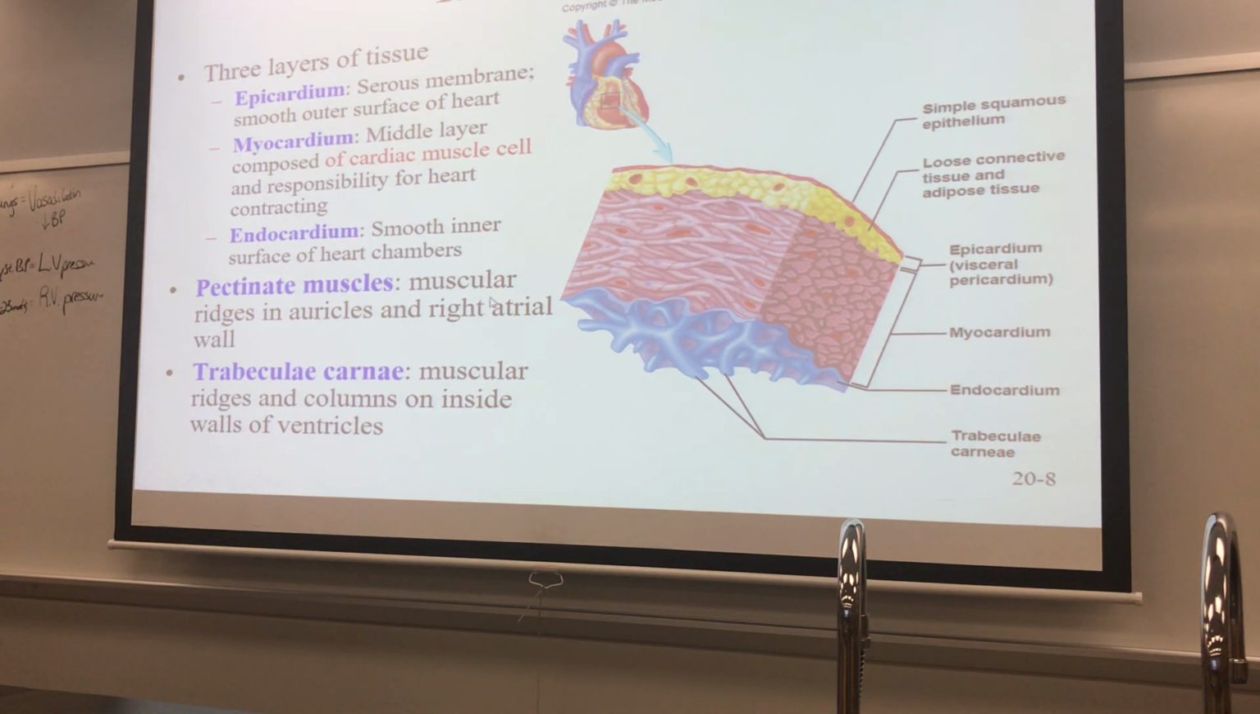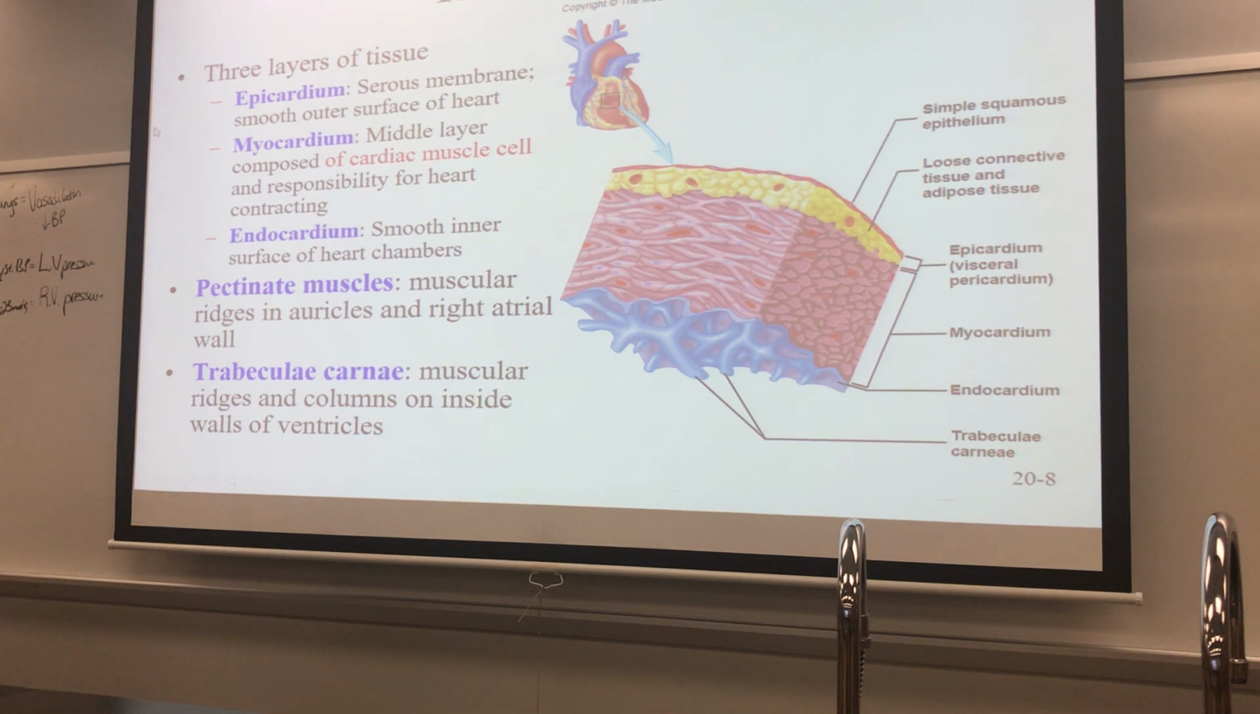Pectinate muscles. If you look inside here, the pectinate muscles are found on the walls of your right atrium. They are muscular ridges found in what looks like the auricle, or the elephant's ear. Externally, it looks like the elephant ear right here. We call that an auricle. When we open it up, we see that it's lined with muscle. The muscle is called pectinate muscle.